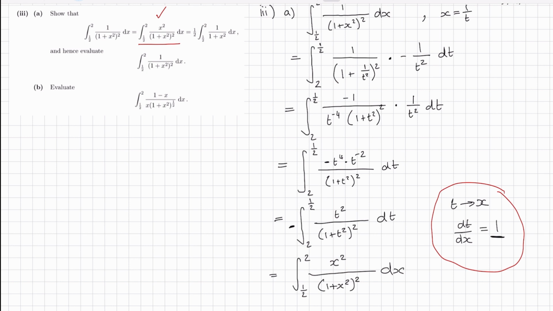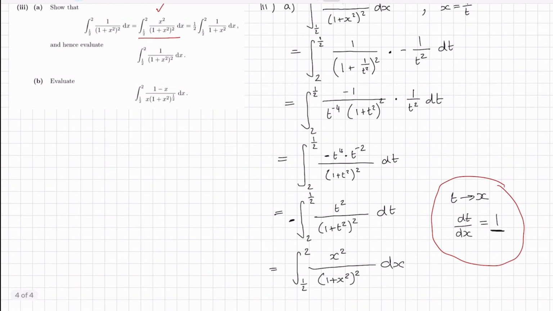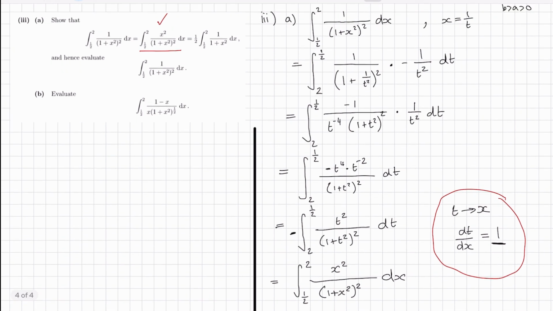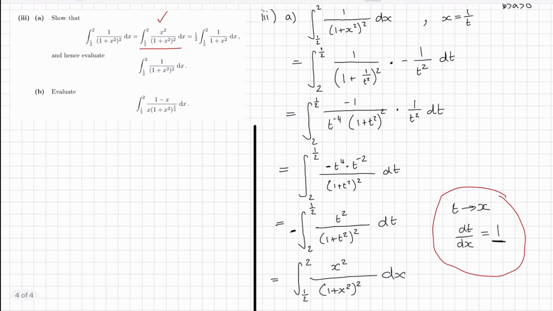Now the second bit. Slight issue there. How do we make that? How do we gain that from what we had before? So there's a reason we had to show the bit in the middle first. So we're going to continue here.